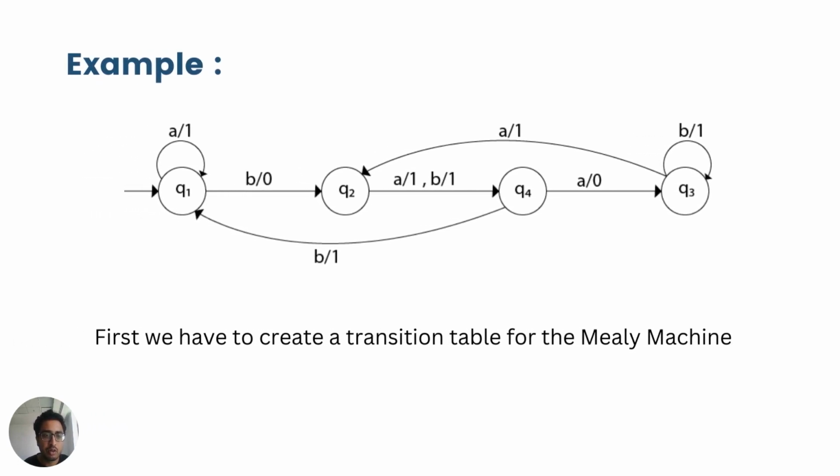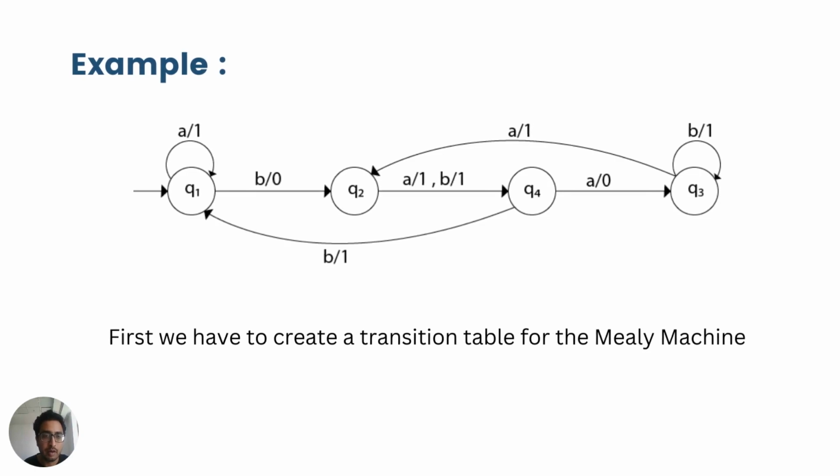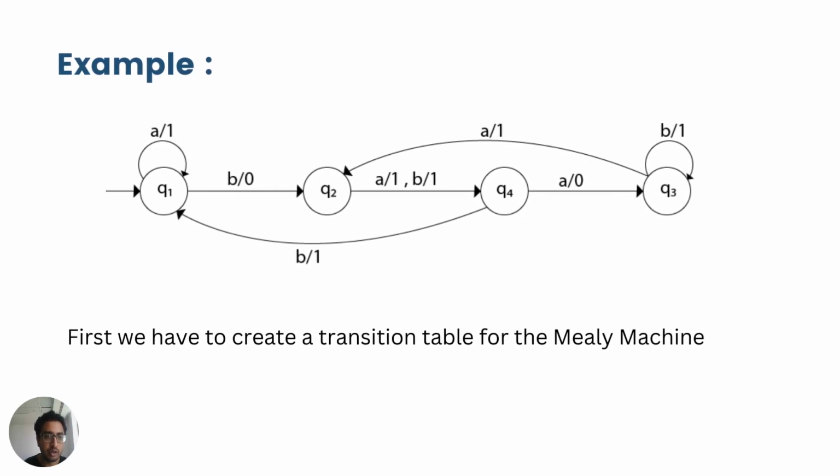Let's take an example to understand the conversion better for the Mealy machine. If we take input A in state Q1, its output will be 1 and it will go to Q2. Similarly, if we take input B in Q1, it will again go to state Q2 and its output will be 0. Similarly, if we take input A and B in Q2, it will go to state Q4 and its output will be 1. So it can have the same output for different inputs.